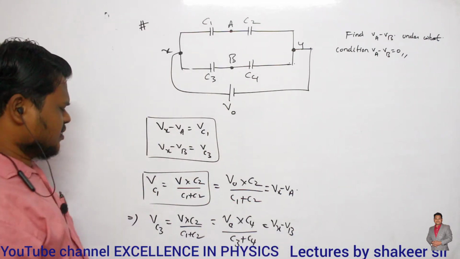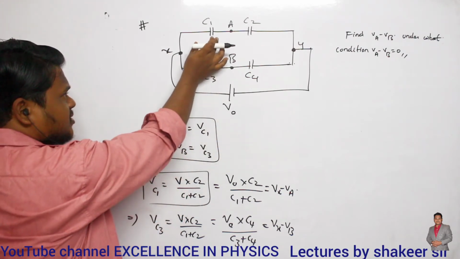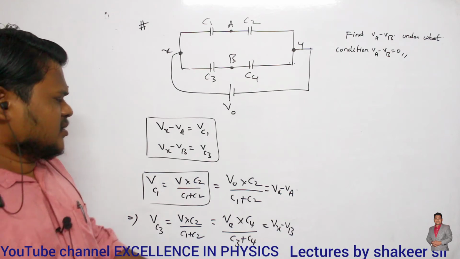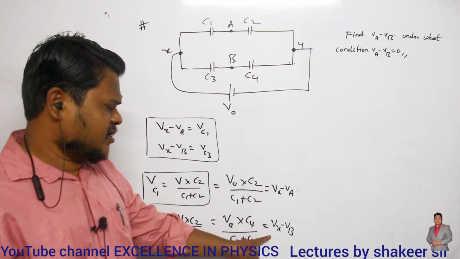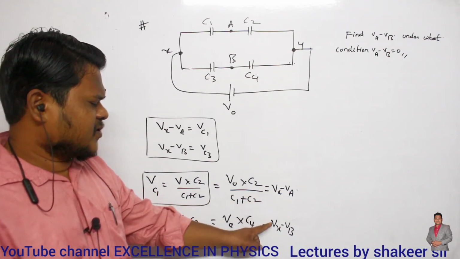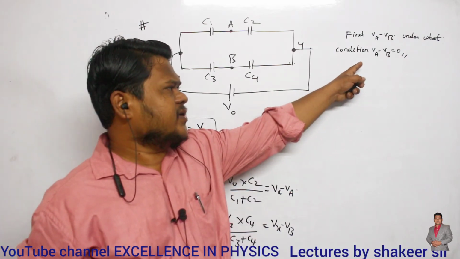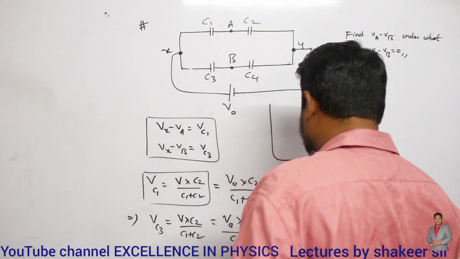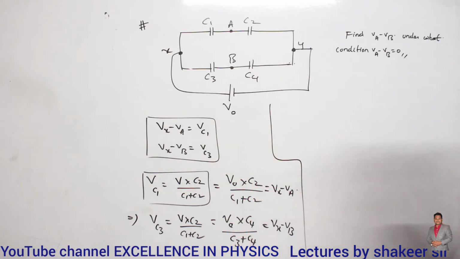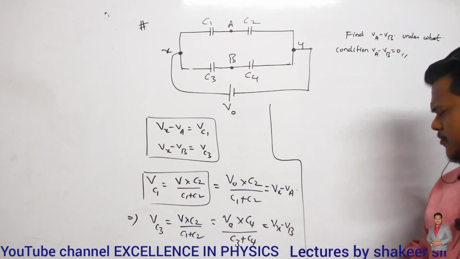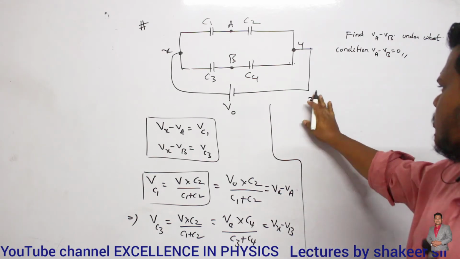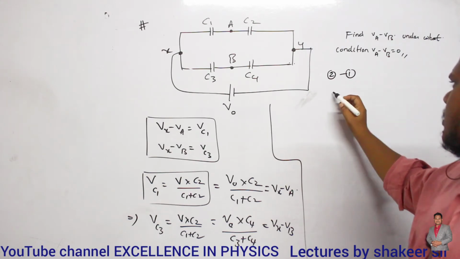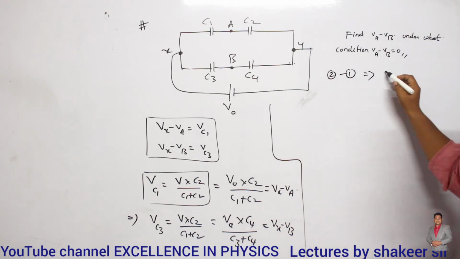Understood, all of you? So I have calculated the potential difference across C1 and across C3, which are nothing but Vx minus Va and Vx minus Vb. From these two relations, I can calculate Va minus Vb. How can I calculate Va minus Vb? Very simple. This is equation number 2, and this is equation number 1. You try to do 2 minus 1.